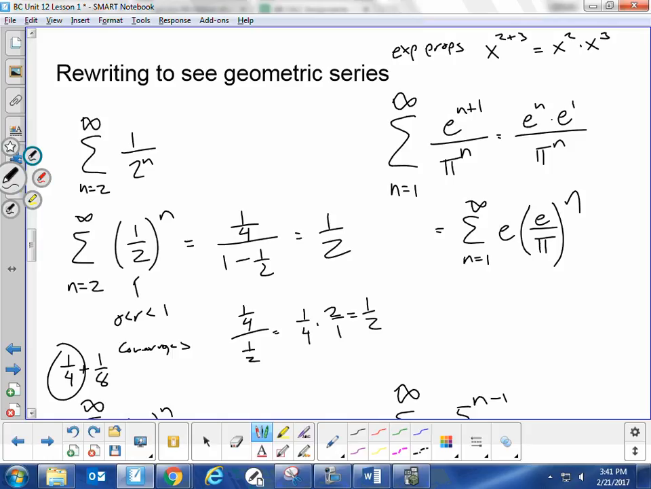Will this series converge or diverge, Mr. Ramaneni? Diverge. Why do you say that? Well, if I took this towards infinity, is it going to approach infinity, or approach zero, or approach something other than zero? That's the key. And really, all we have to look at is this r. Is it less than 1 and greater than 0? e over pi is less than 1. So it's a geometric series, r is less than 1, it's convergent.